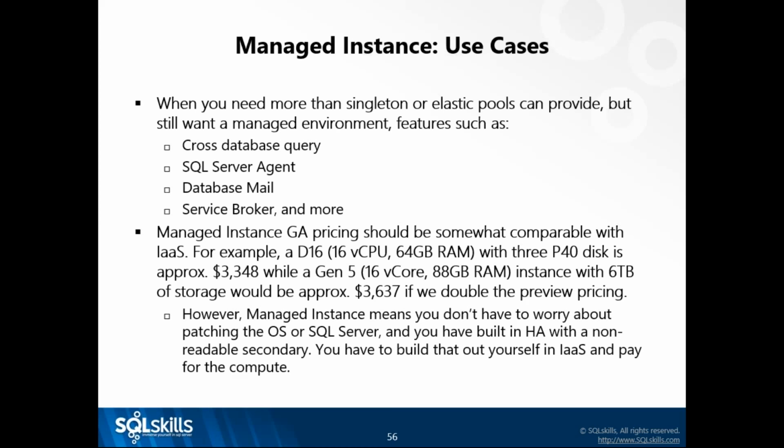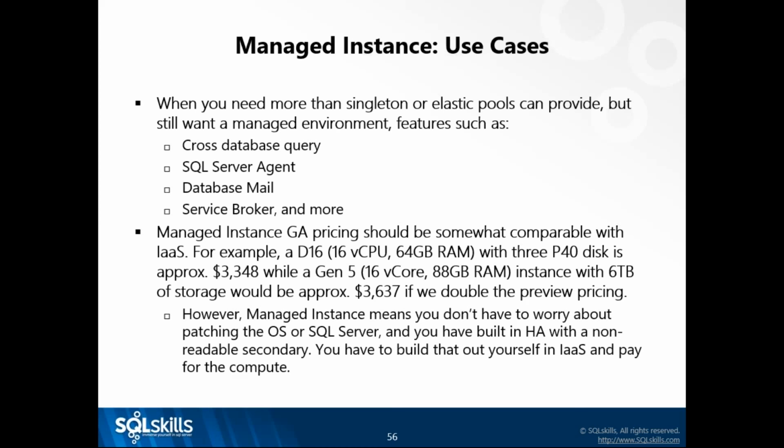So I had a customer that came to us and was looking at migrating to Azure. They just needed to get out of their data center, and they went through their pricing person and were quoted, their on-premises was a 16 vCPU, 64 gig of RAM. So that's what they were looking to move into Azure. They needed 6 terabytes of storage. So they were priced out a D16, 16 vCPU, 64 gig of RAM with 3 P40 disks. They were priced at $3,348 a month. While a Gen 5, 16 vCore, they got 88 gig of RAM with 6 terabytes of storage would be $3,637 a month. And that's doubling the preview pricing. Preview was half that price.